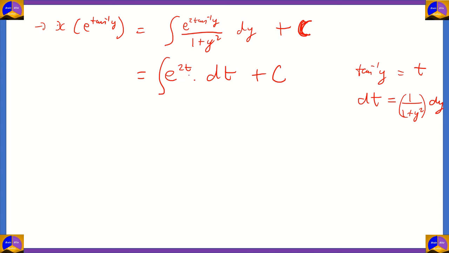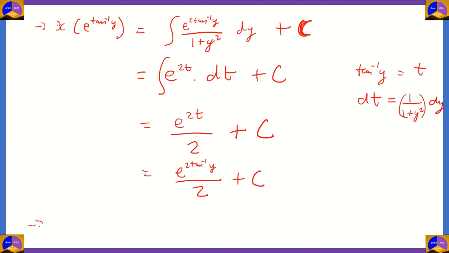The integral of e raised to 2t can be written as e raised to 2t divided by 2, and then plus c. Therefore the right hand side is equal to e raised to 2 tan inverse of y divided by 2 plus c. So the final equation, by taking 2 to the right hand side, will be 2x into e raised to tan inverse of y equal to e raised to 2 tan inverse of y plus c.